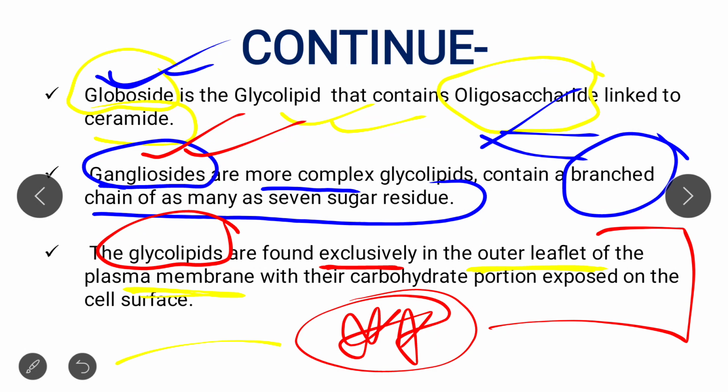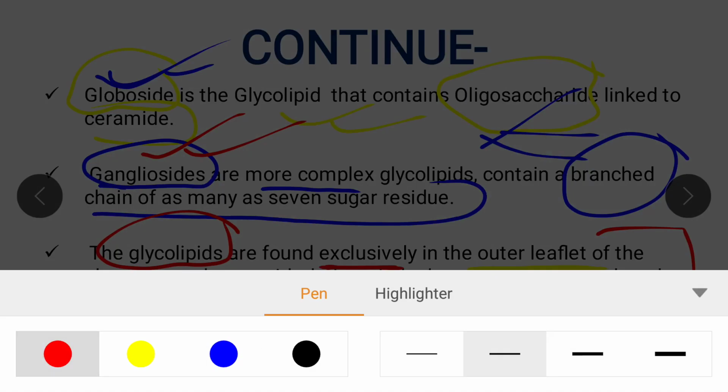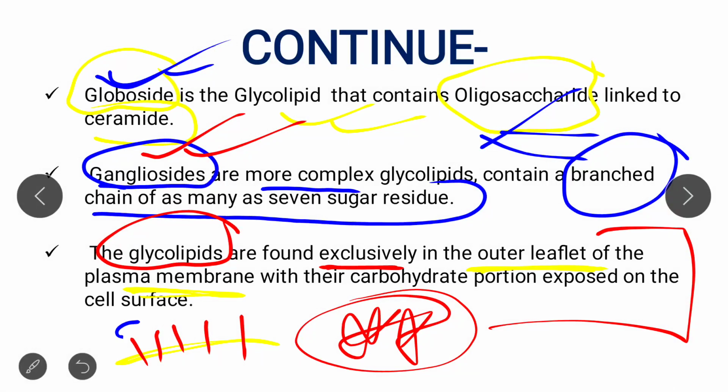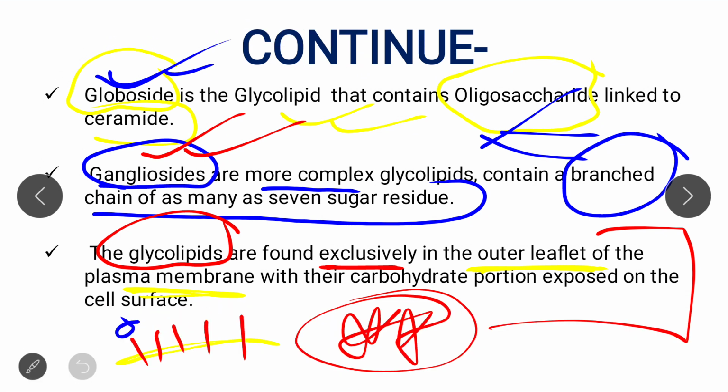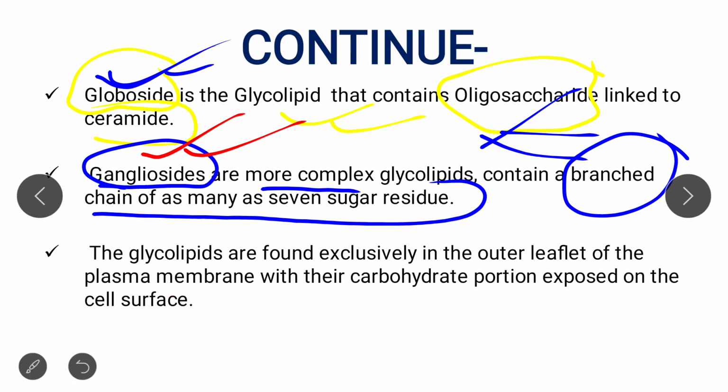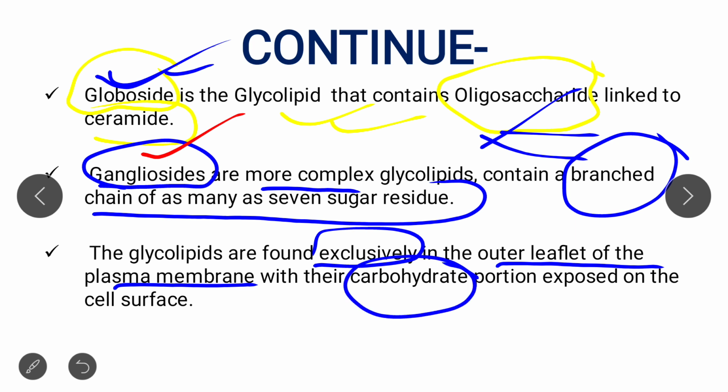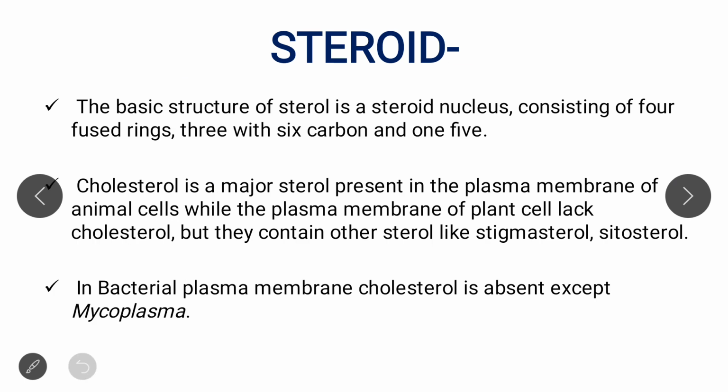Suppose this is the plasma membrane, and in this plasma membrane these glycolipids are found. Their carbohydrate portion is exposed outside, on the cell surface. So this is about the glycolipid location: exclusively found on the outer leaflet of the plasma membrane with their carbohydrate portion exposed on the cell surface. Clear? Now next we move to steroids.